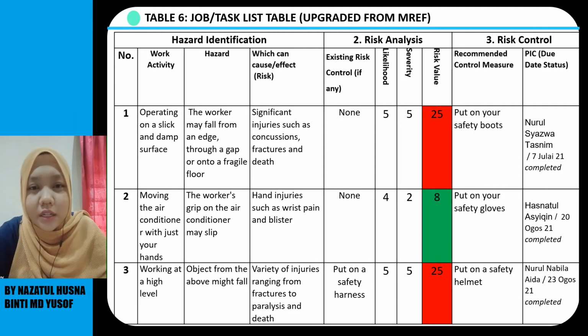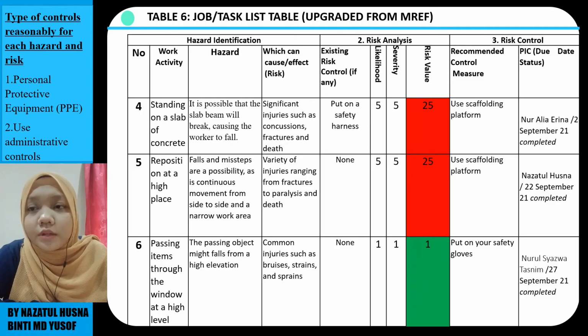From table 6 here, we can see the job and task list table. The risk values for each work activity are: number 1 is 25, number 2 is 8, number 3 is 25, numbers 4 and 5 are 25 risk value, and number 6 is 1 risk value.